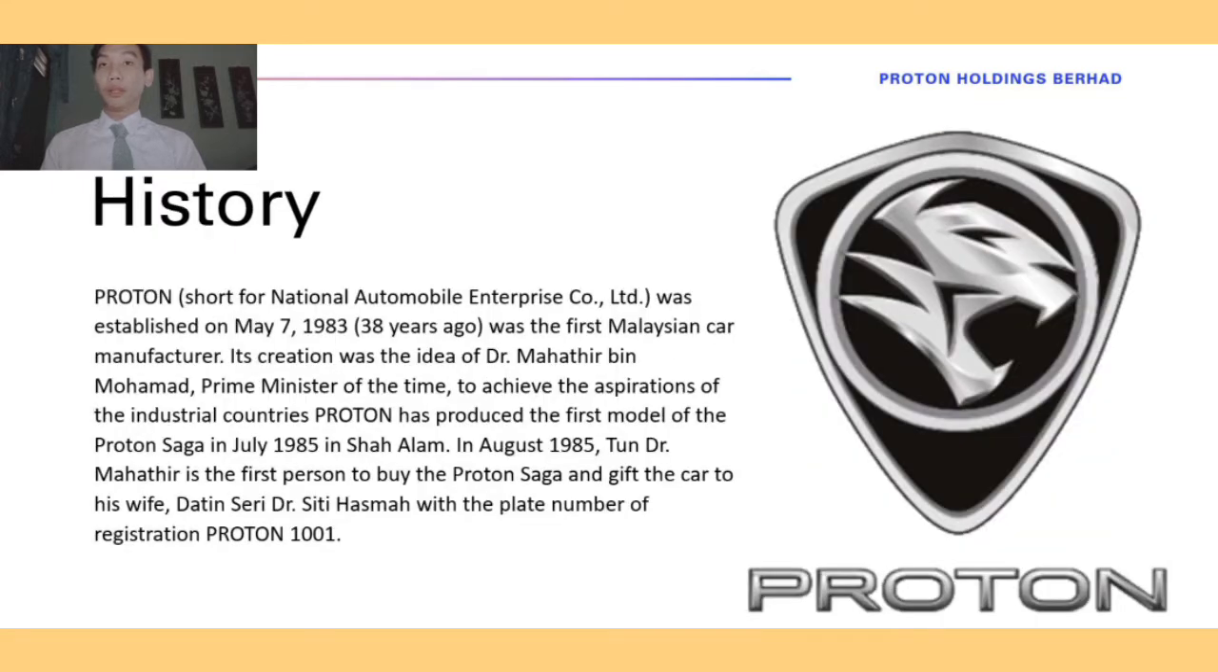Proton was established on May 7, 1983. It was the first Malaysian car manufacturer. Its creation was the idea of Tun Dr. Mahathir bin Mohamad, the then Prime Minister, and Proton produced the first model, the Proton Saga, in July 1985 in Shah Alam. Tun Dr. Mahathir was the first person to buy the Proton Saga and gave the car to his wife, Datin Sri Dr. Siti Hasmah, with the registration plate number Proton 1001.